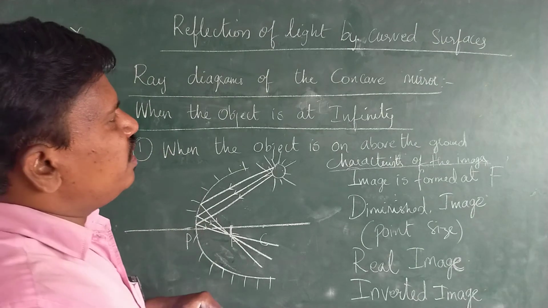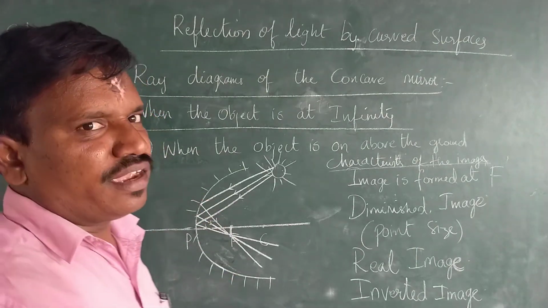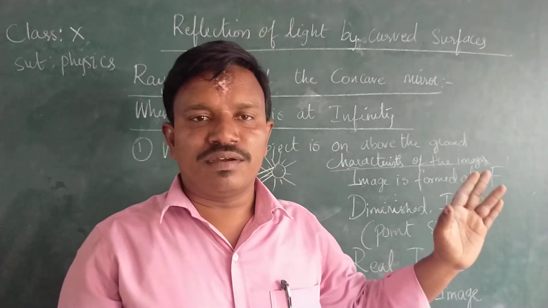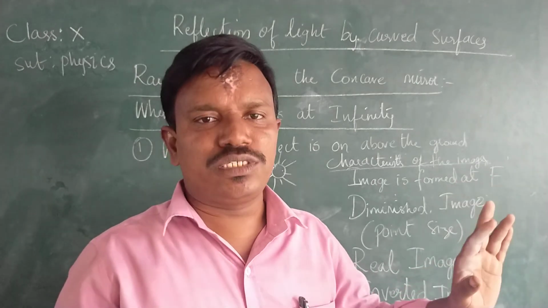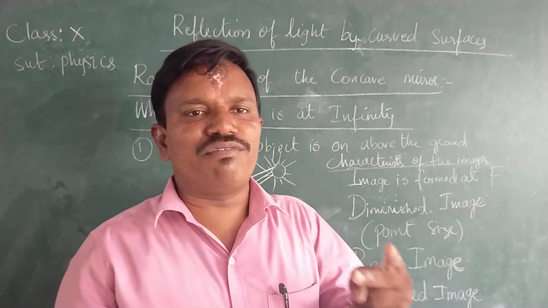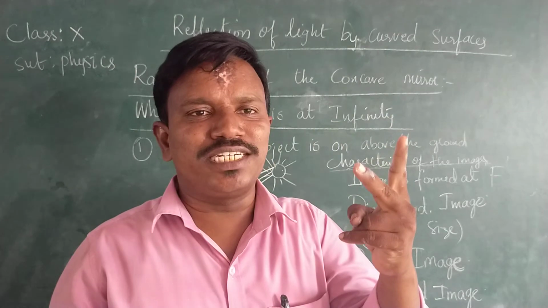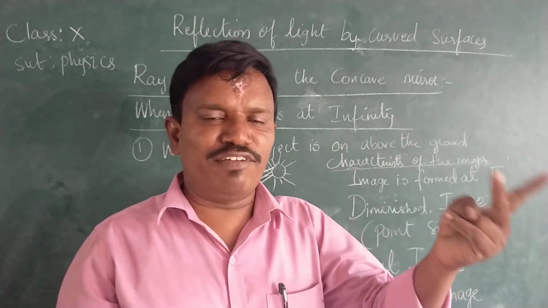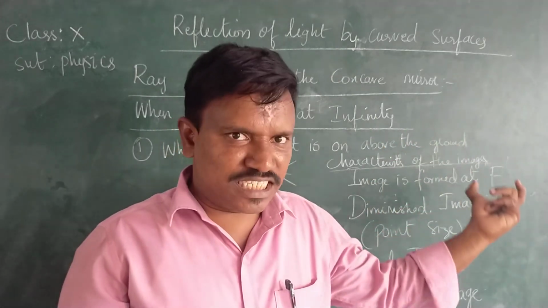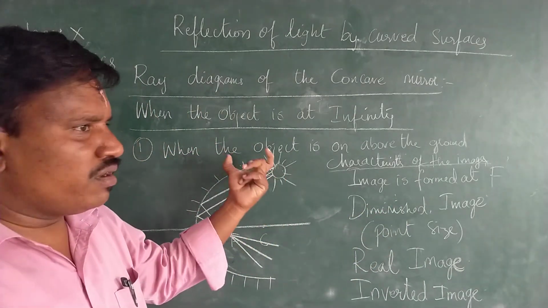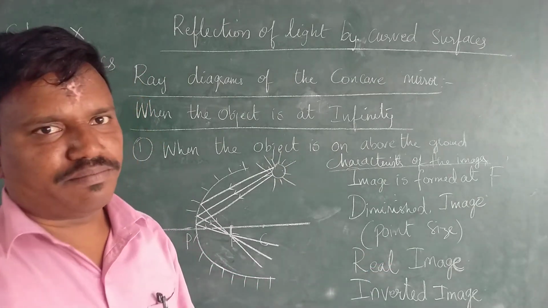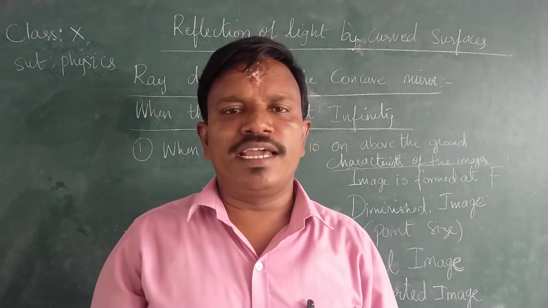Therefore, today we learned about the rules for drawing the ray diagram. In those rules, I introduced the positions of where the object should be placed. The first position is that the object should be placed at infinity. In that we have two positions: on the ground and above the ground. We saw how the image is formed on the ground and what its characteristics are, and when the object is above the ground at infinity, what the characteristics are. The remaining we will learn in the next class. Thank you.